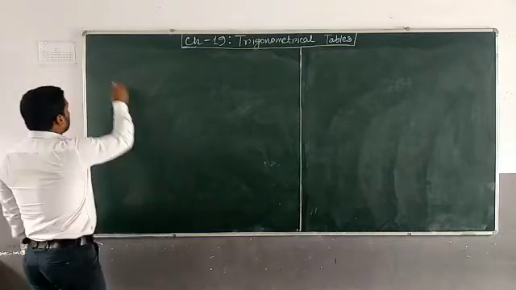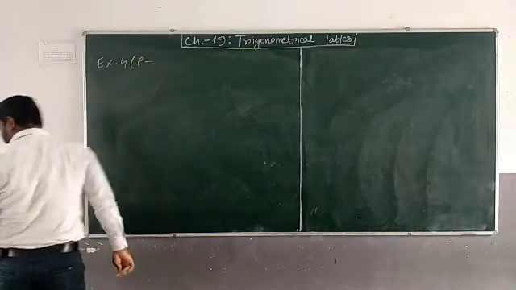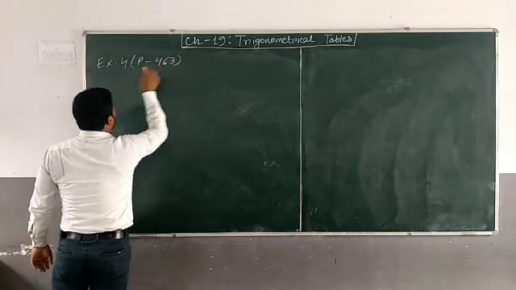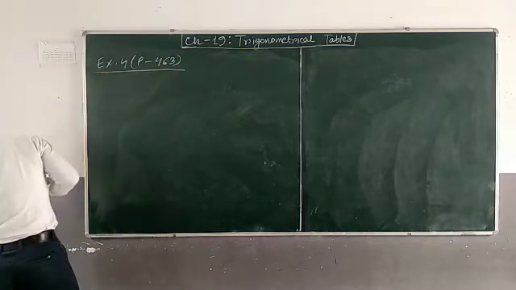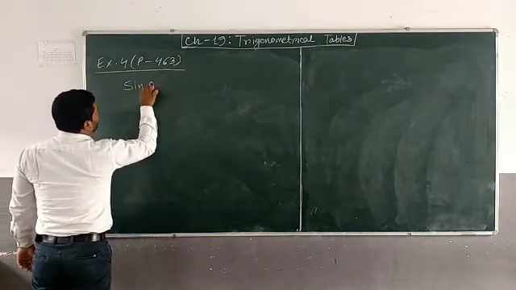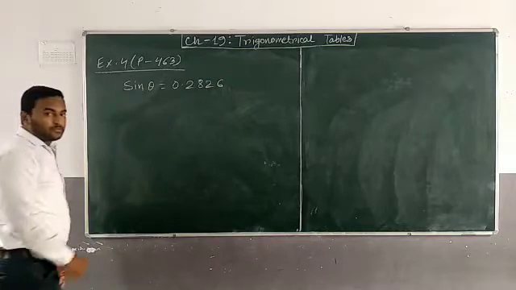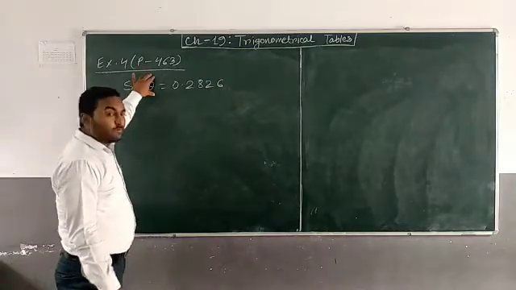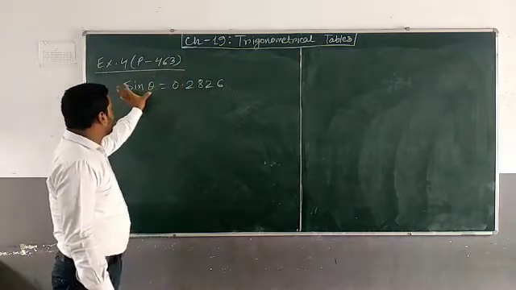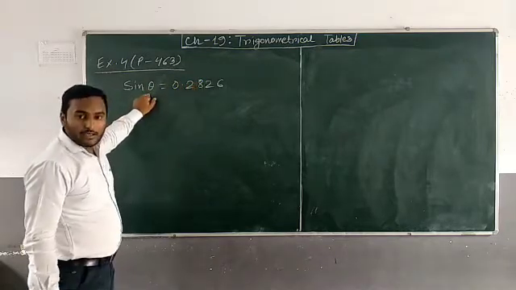Example 4 of your book on page number 463. Given that sine theta is equal to 0.2826. In previous cases, the value of theta was given and we needed to calculate the value of the ratio. But in this case, the value of the ratio is given. You have to find the value of the angle theta.